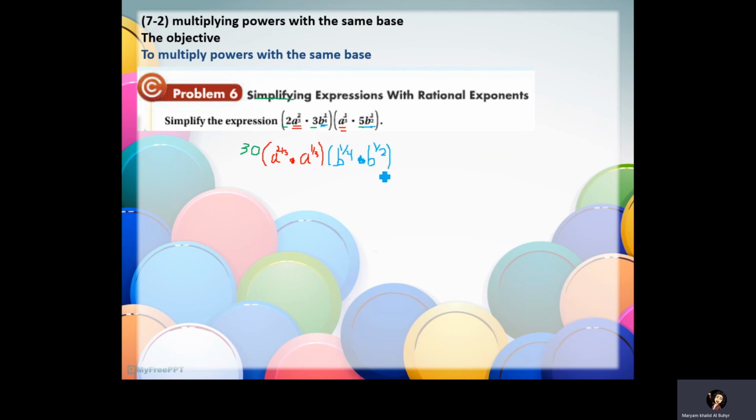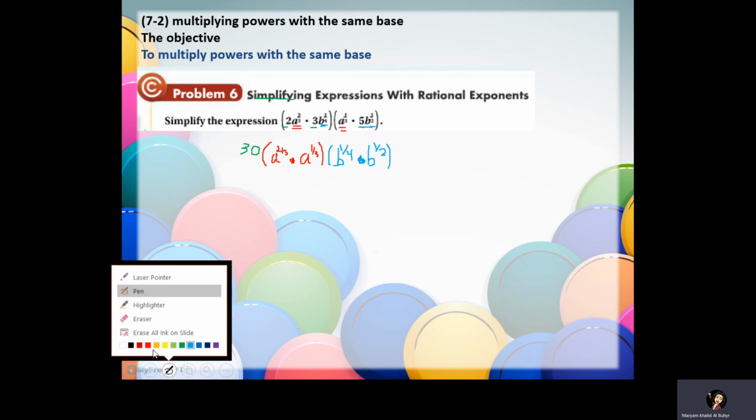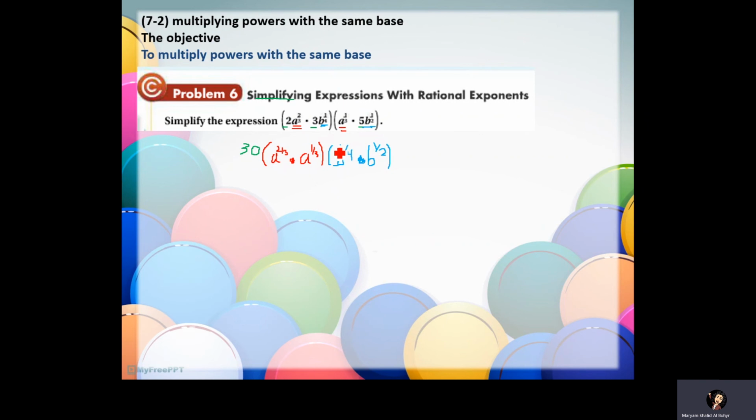If you have the same base, you are going to add the powers, which depends on the same concept that we had. So let's do our calculation with 2 over 3 plus 1 over 3. That is equal to 3 over 3, which is equal to 1. So the calculation will be A to the power 1. If you write A to the power 1 or not, it will be exactly the same idea.